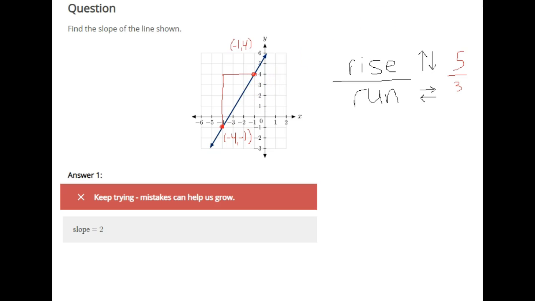Now, if you would have started with the other point, you would have got the same answer. You would have started here and you would have said, okay, to get to this point, I need to go 1, 2, 3, 4, 5 down. So down would be negative. And then after I've gone 5 down, it's over 1, 2, 3, and I'm going left. So left is negative. So two negatives cancel out. So you again get that same exact slope of being 5/3.